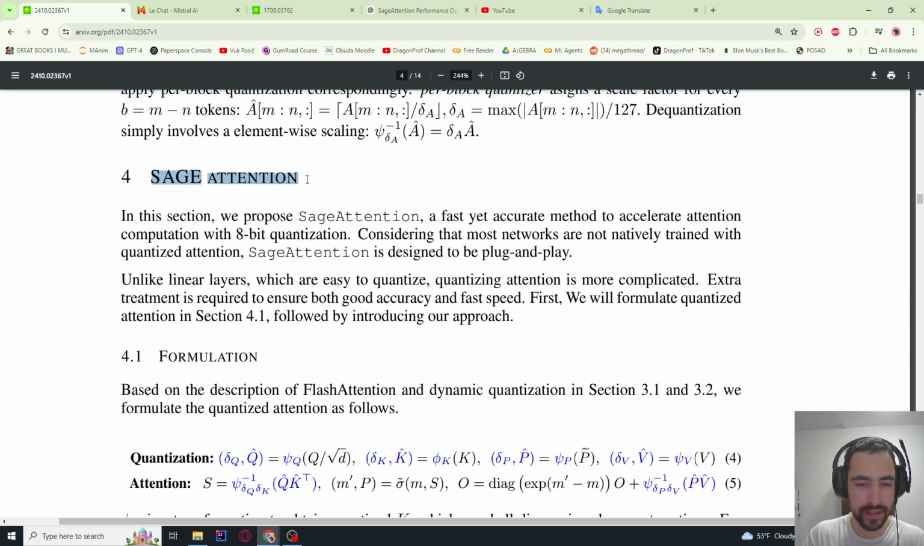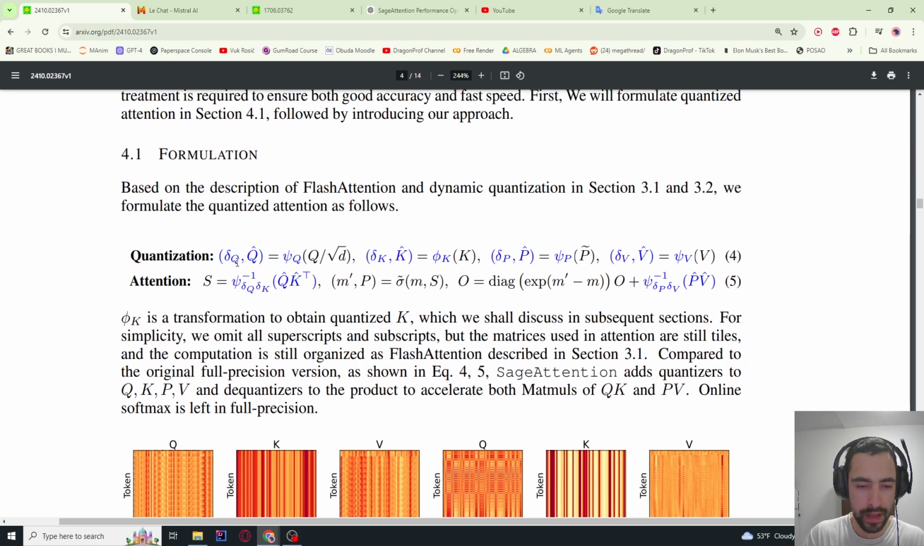And now in their method SageAttention, they combine these two methods. So first they quantize them. So they convert Q, K, P, and V matrices into lower precision matrices. And then they apply this FlashAttention method to them. So these smaller matrices are still the chunked out blocks. So this is not a full matrix, this is a block of the query matrix. And they do this for each block separately. And then they calculate the softmax. And they say here online softmax is left in full precision.